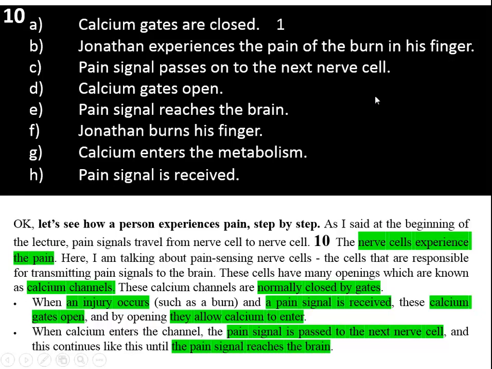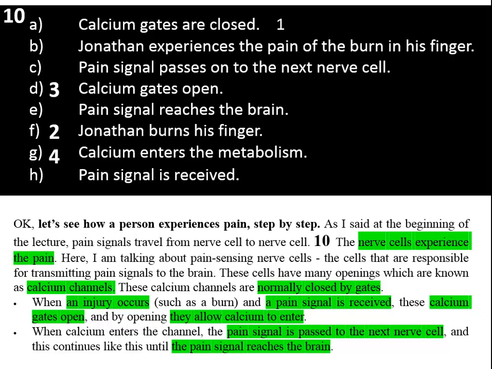All right, let's see the path now. Calcium gates are closed normally, but something happens like a burn. So what do we have? Something like a burn here. Jonathan burns his finger. That's number 2. Jonathan burns his finger, and in this case, what happens? Calcium gates open, and when the calcium gates are open, the pain signal can travel.